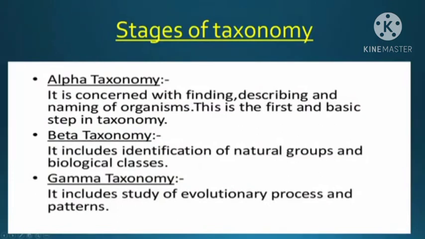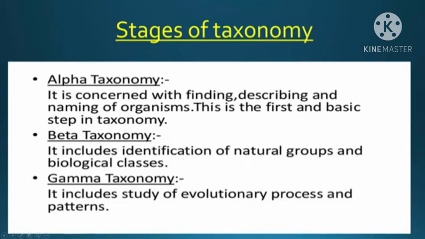In the stages of taxonomy, the first one is alpha taxonomy, then beta taxonomy, then gamma taxonomy. Another one is omega taxonomy. Here, three important taxonomical stages we mention. Alpha taxonomy is concerned with finding, describing, and naming of organisms. This is the first and basic step in taxonomy.